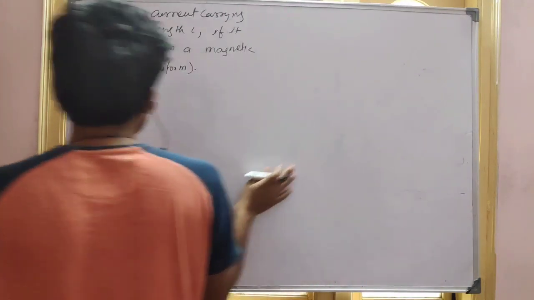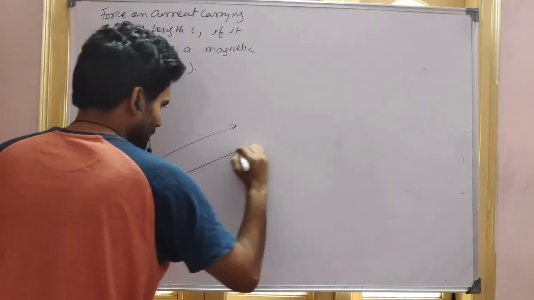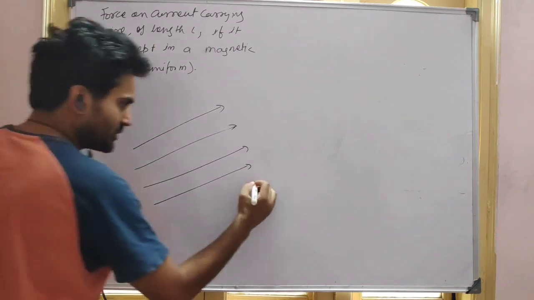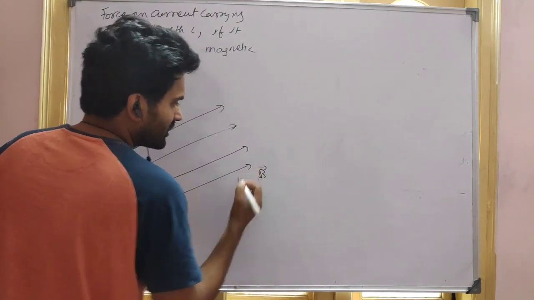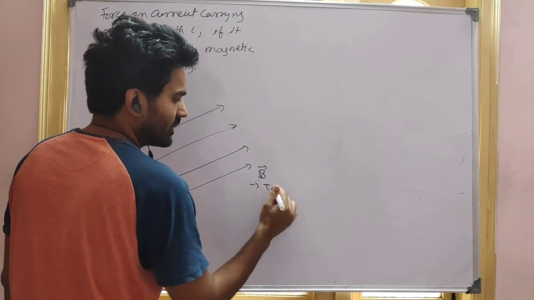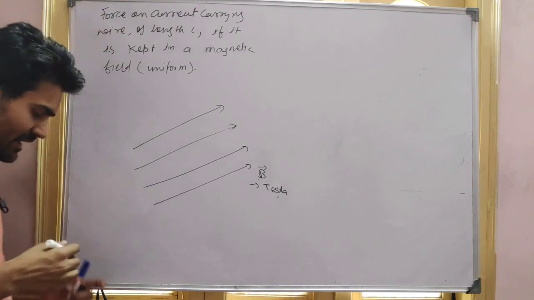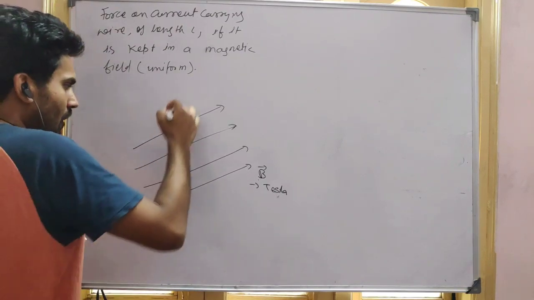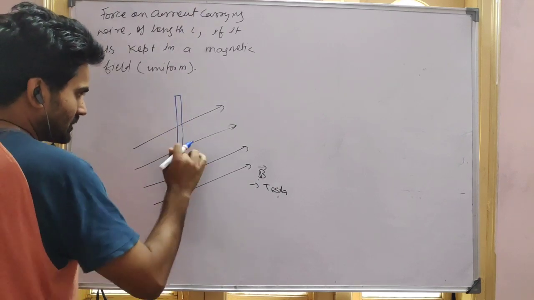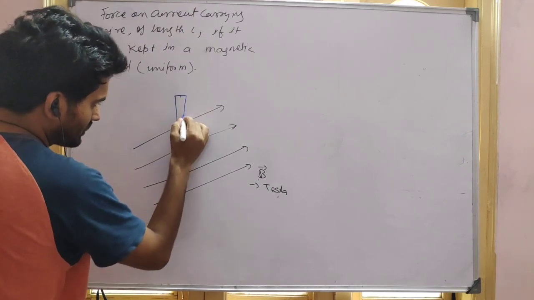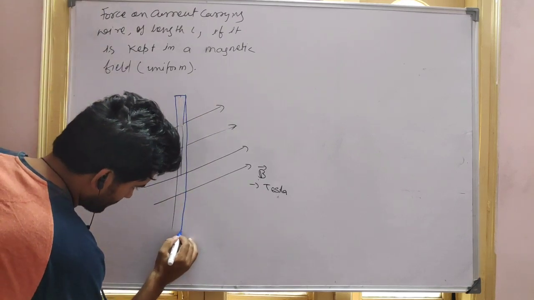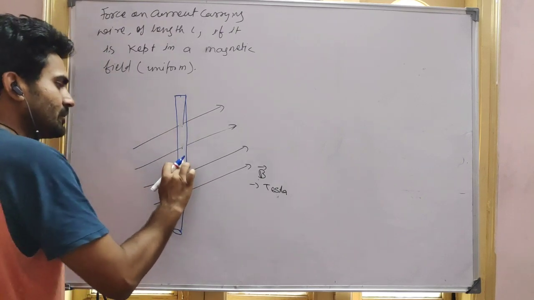So let's say we have some field here. This is the field, and this is B. B is the magnitude. What is the unit of this one? That is Tesla, we know that already. Let us say I have a wire. Yes, this is the wire.